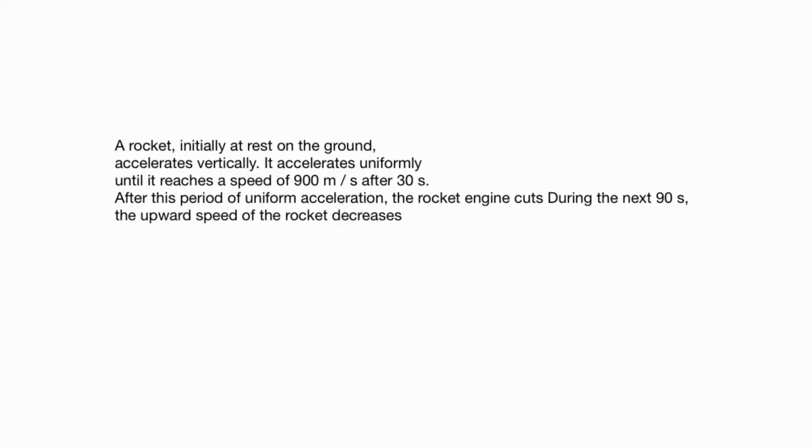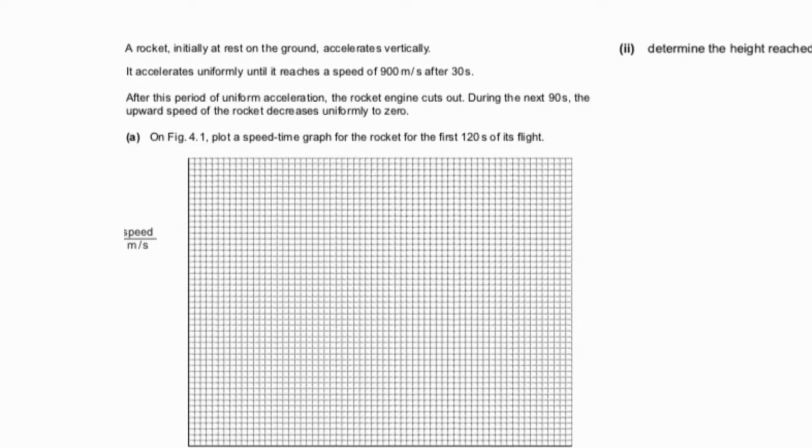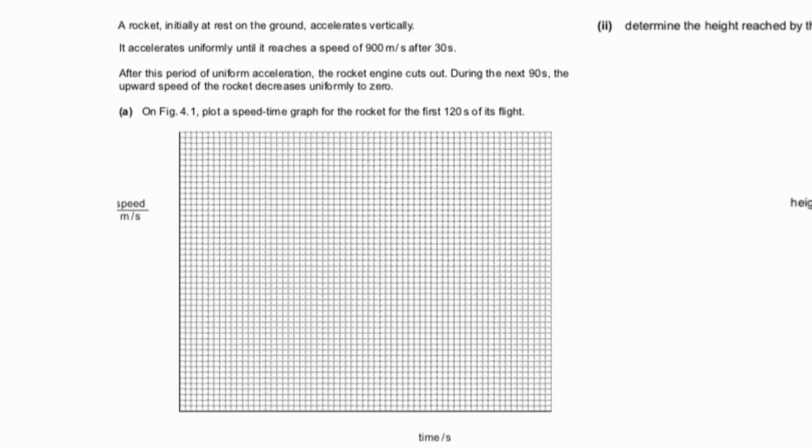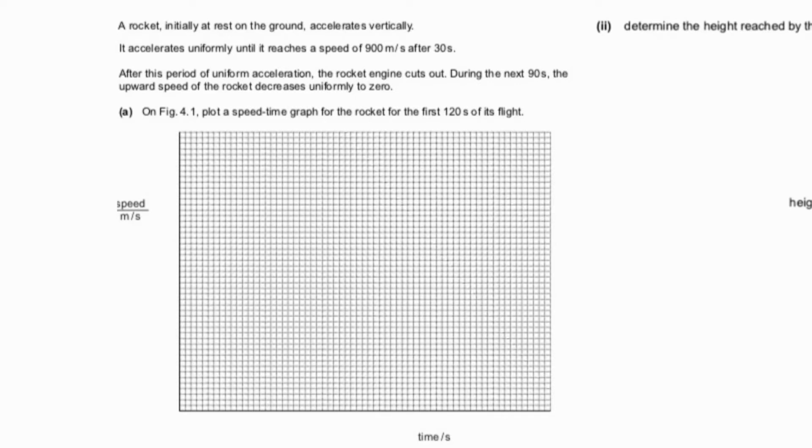Hello students, so we will solve this question about a rocket. Here, as you can see, a rocket initially at rest on the ground accelerates vertically. It accelerates uniformly until it reaches a speed of 900 meters per second after 30 seconds. After this period of uniform acceleration, the rocket engine cuts out. During the next 60 seconds, the upward speed of the rocket decreases uniformly to zero.